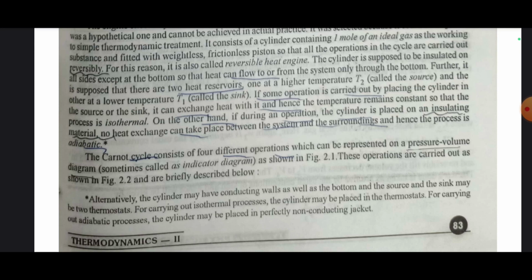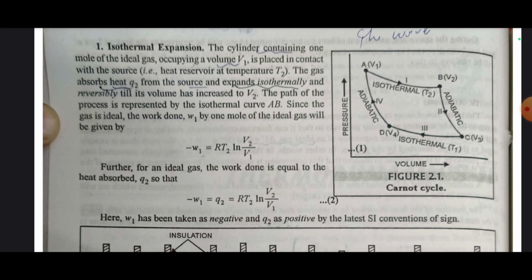The Carnot cycle consists of four different operations which can be represented on a pressure-volume diagram. These operations are carried out as shown in figure 2.2. First is isothermal expansion. The cylinder containing 1 mole of the ideal gas occupying a volume V1 is placed in contact with the source. The gas absorbs heat Q2 from the source and expands isothermally and reversibly till its volume has increased to V2. The path of the process is represented by the isothermal curve AB.